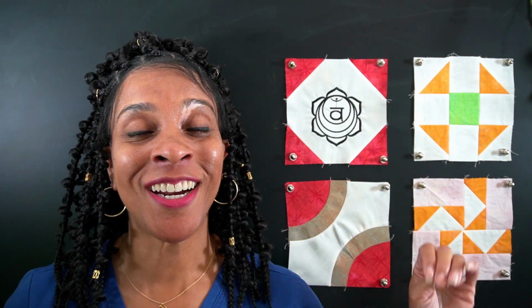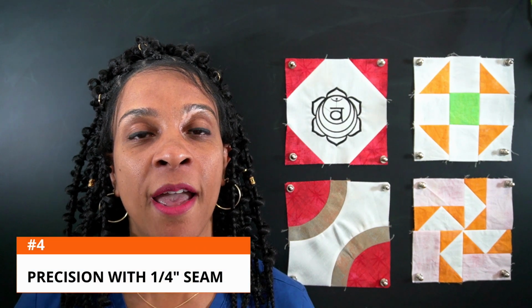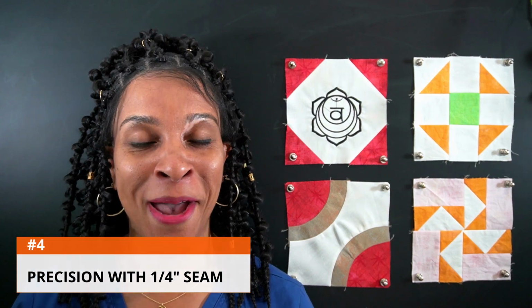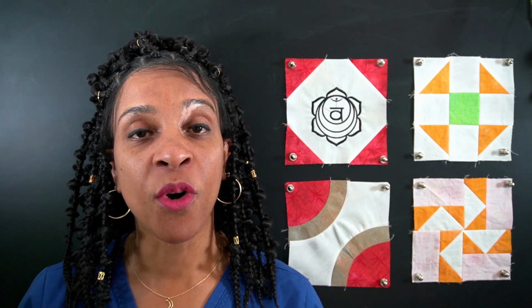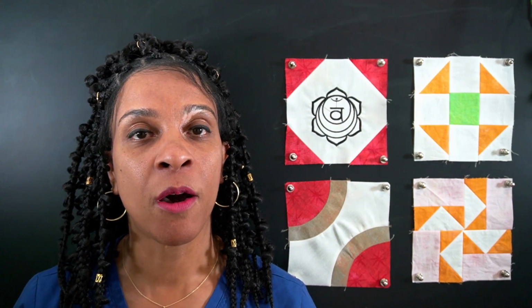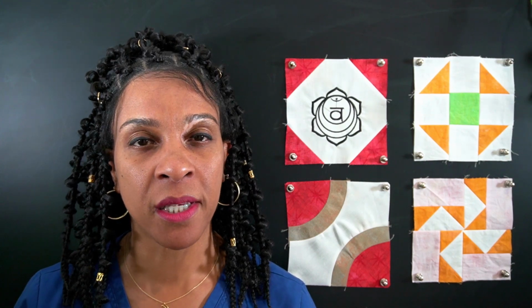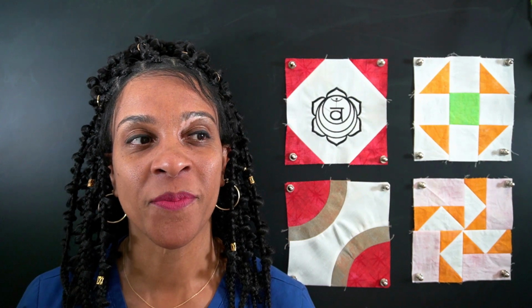The number four difference between the traditional quilting style and the modern quilting style, in my opinion, is that the traditional quilting style is focused on the very precise 1/4-inch seam. In my opinion, the modern quilting style is a little more flexible in that it's more about a consistent 1/4-inch seam versus a perfect 1/4-inch seam.